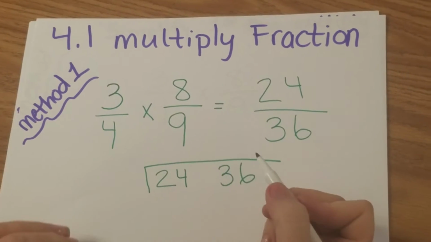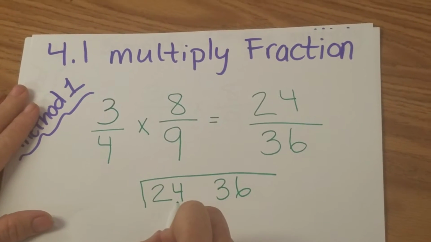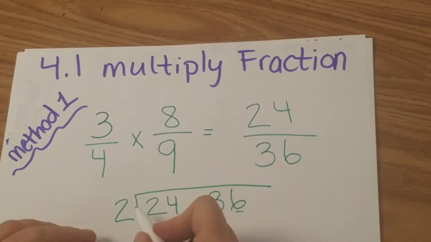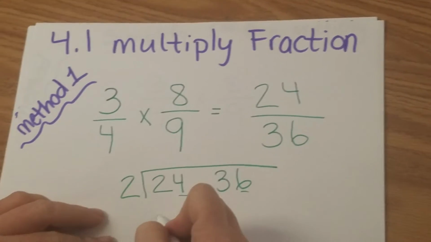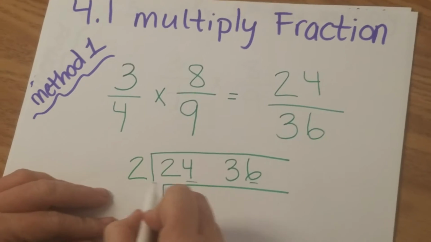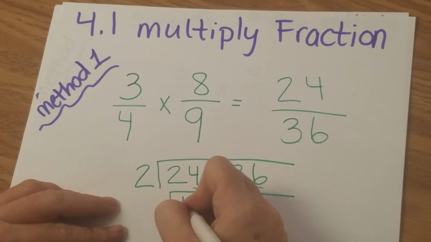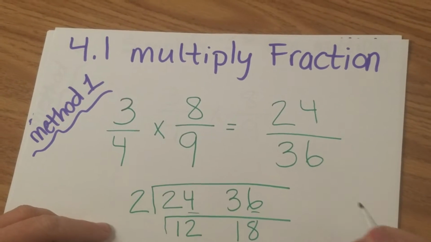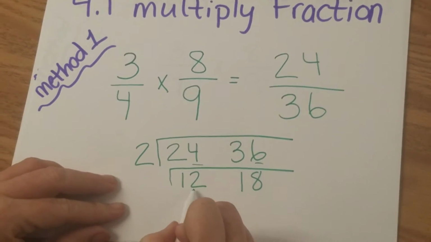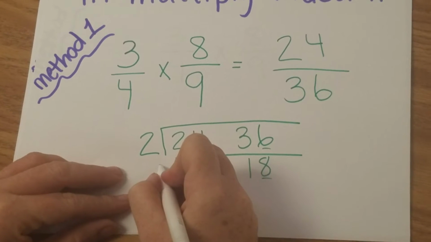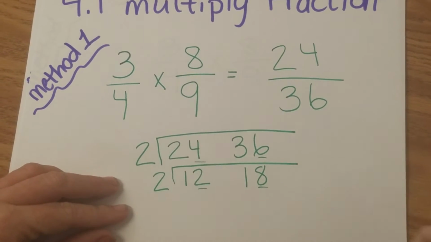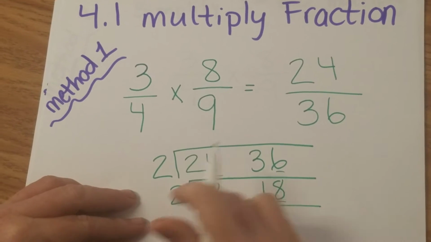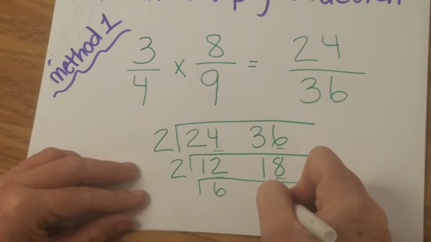This is called a division ladder. So I know for sure, since these are even numbers, that 2 can go into both of these. And this is where, if you would like, I'd let you use a calculator. 2 can go into 24 12 times, and 2 can go into 36 18 times. Well, I know a number can go into both of these, so I'm going to just do 2 again since I know that they're even. 2 can go into 12 6 times, 2 can go into 18 9 times.